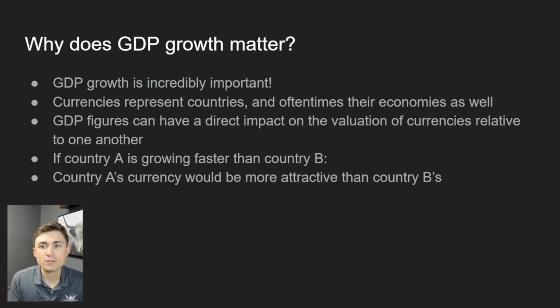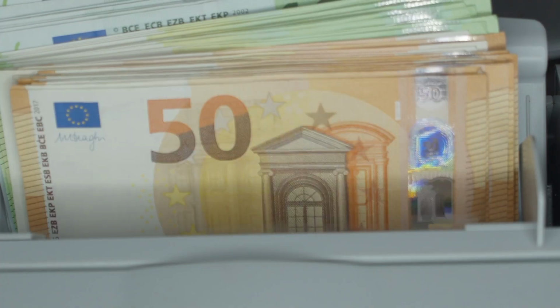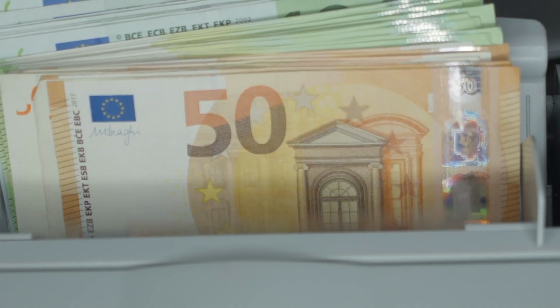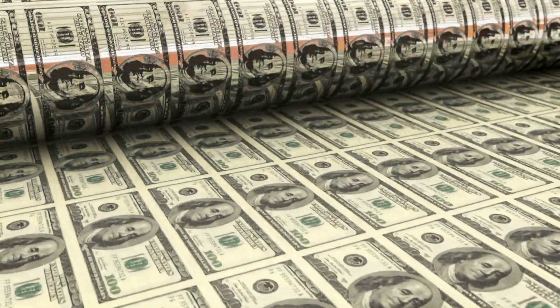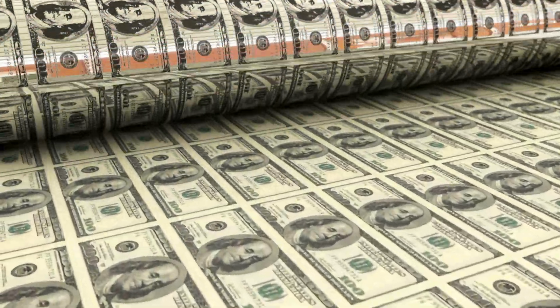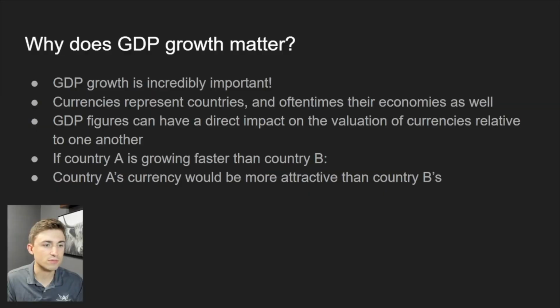GDP growth figures can have a direct impact on the valuation of currencies relative to one another. When we're trading currencies, think about the currency pairs that we are trading. We're trading the dollar against the yen. We're trading the pound against the dollar, the euro against the dollar. And the valuations of these currencies go up or down relative to the underlying economies that are represented by each currency.